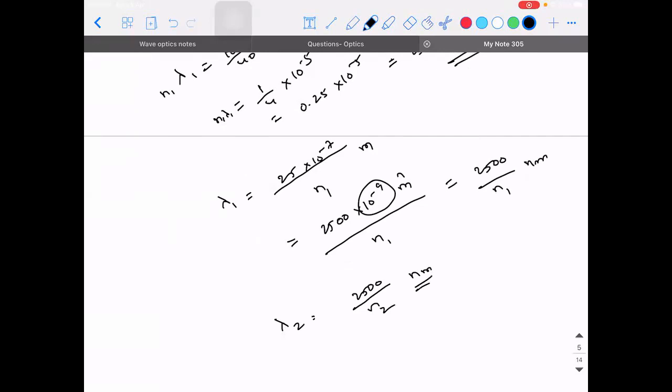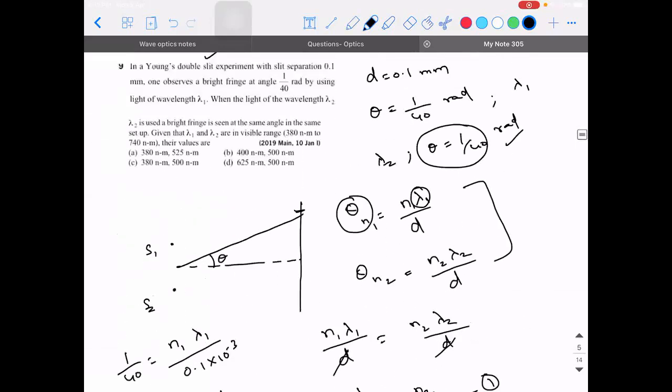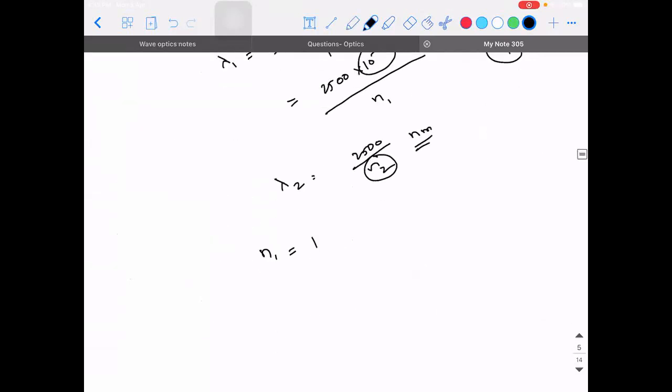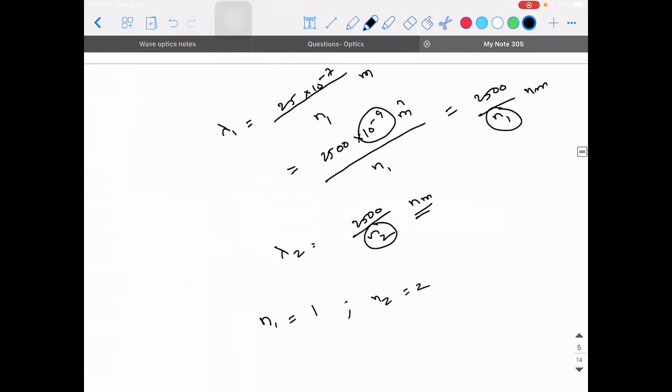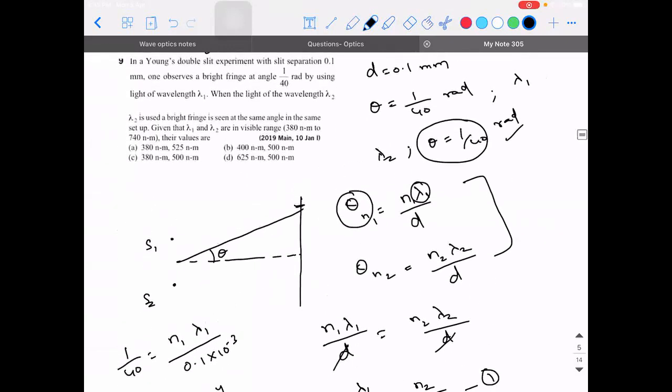Okay. Now what are all the values of n1 and n2 that we can keep substituting? So if I substitute n1 is equal to 1, then I'll get 2500, which is not an option, because it is a visible range. Substituting n1 is equal to 2, I'll get 1250, which is also not in the range. For n1 equal to 3, 800 and something, 800 is also obviously not in the range.